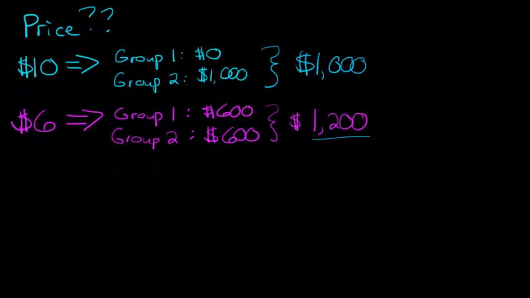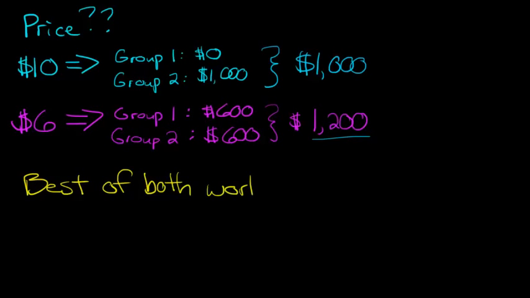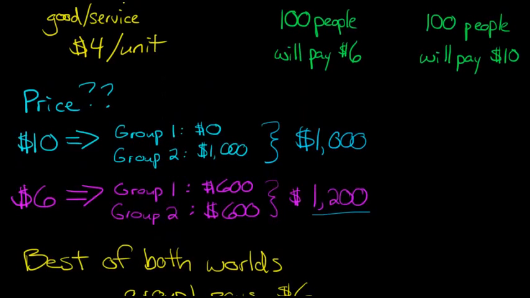But let's just imagine for a minute this perfect world. And let's say in this perfect world, we could somehow get the best of both scenarios. We get the best of both worlds. And what's the best of both worlds? Well, the best of both worlds is group one pays the $6 that they said they were willing to pay. That's $6. And then group two pays us $10.